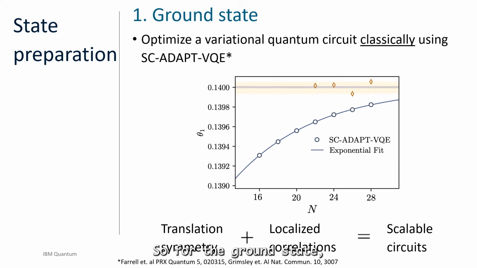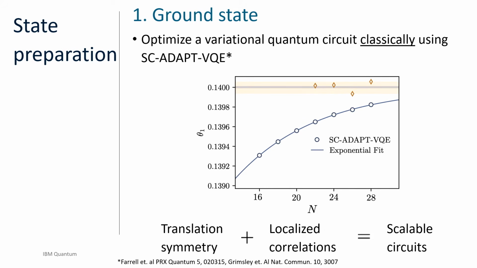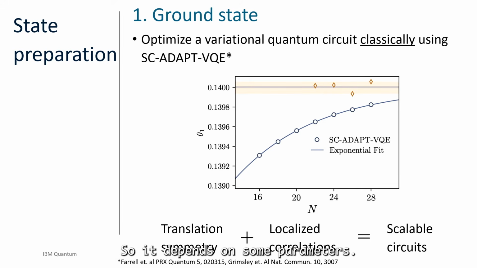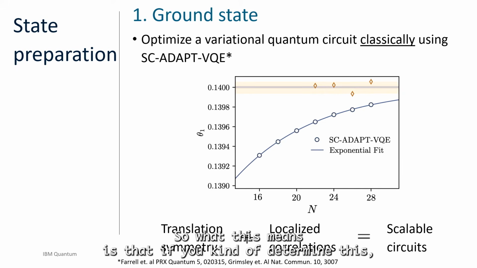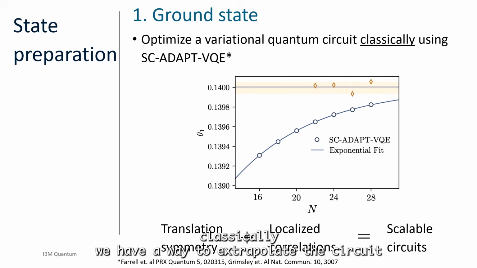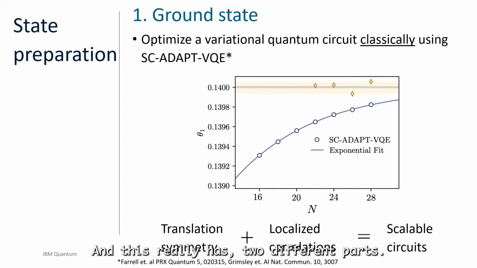So for the ground state, we took this ADAPT VQE protocol, which was designed for preparing ground states in quantum chemistry, and generalized it to our application with this SC ADAPT VQE. So the methodology here is that we have some variational quantum circuit, so it depends on some parameters. But the ansatz is designed in such a way that it's a scalable ansatz. So what this means is that if you determine this quantum circuit that prepares the ground state on a small system classically, we have a way to extrapolate the circuit to prepare the ground state on a much larger system. And this really has 2 different parts.